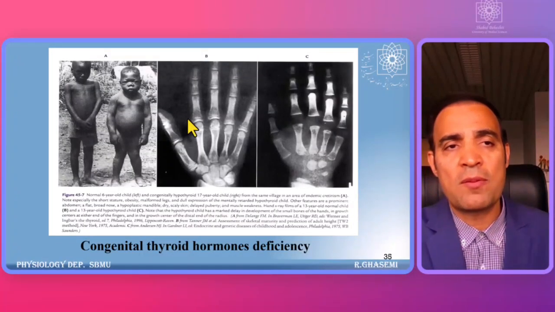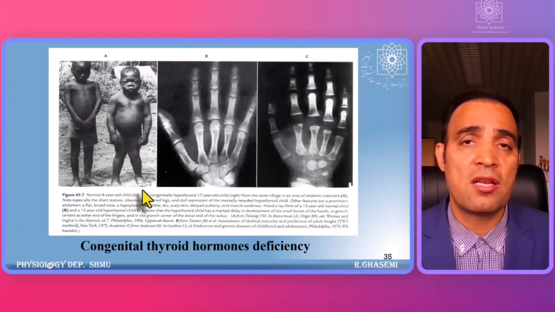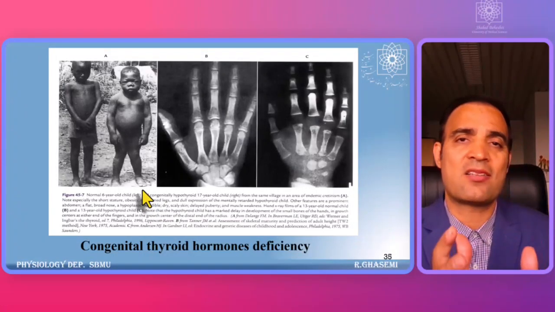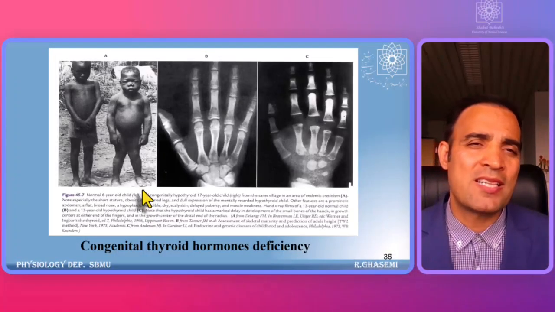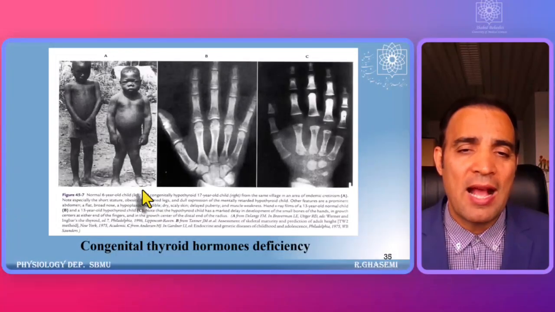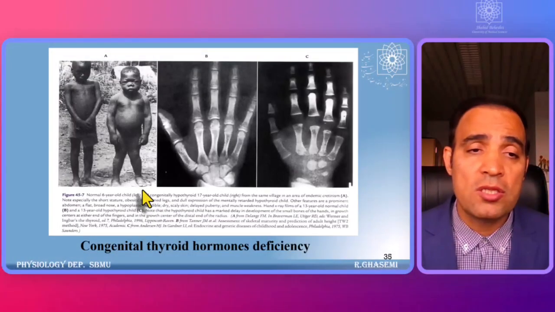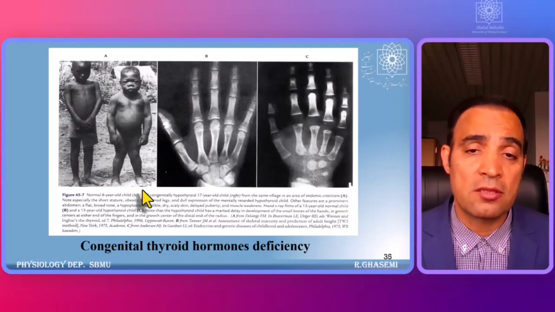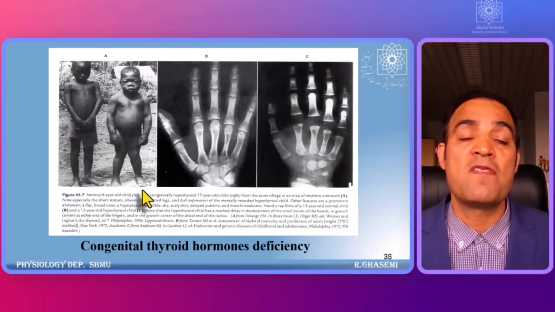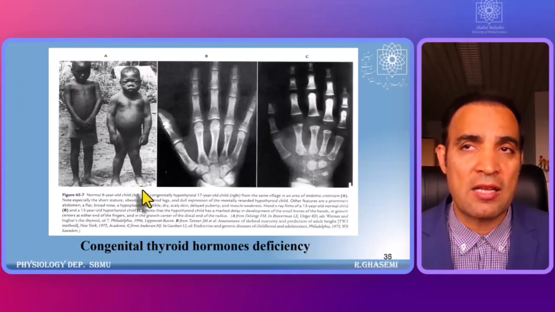This figure shows a normal baby and a baby with congenital hypothyroidism that was not detected. Therefore, you see that the baby has retardation in growth, abnormal skin, abnormal skeletal development, and abnormal brain development. This shows the severe effect that thyroid hormone deficiency will have on brain and body development.